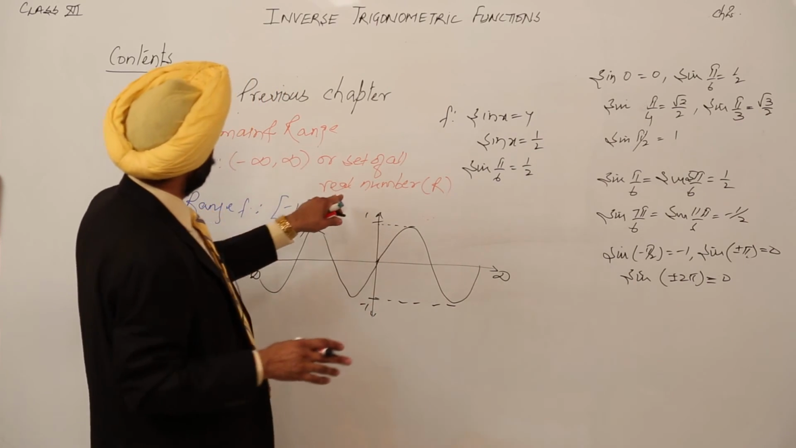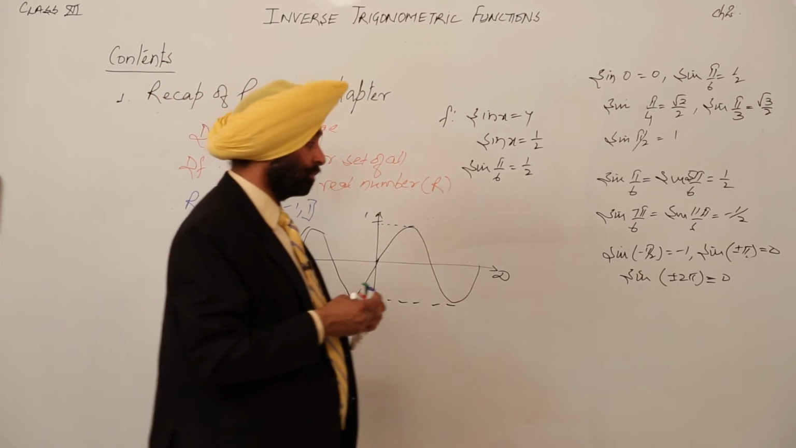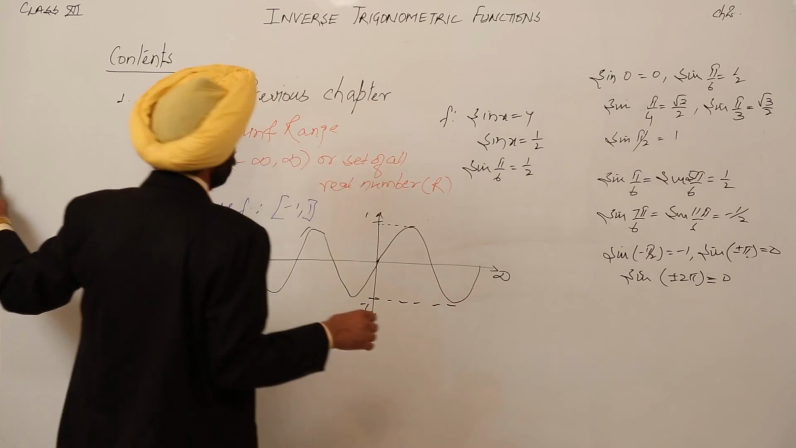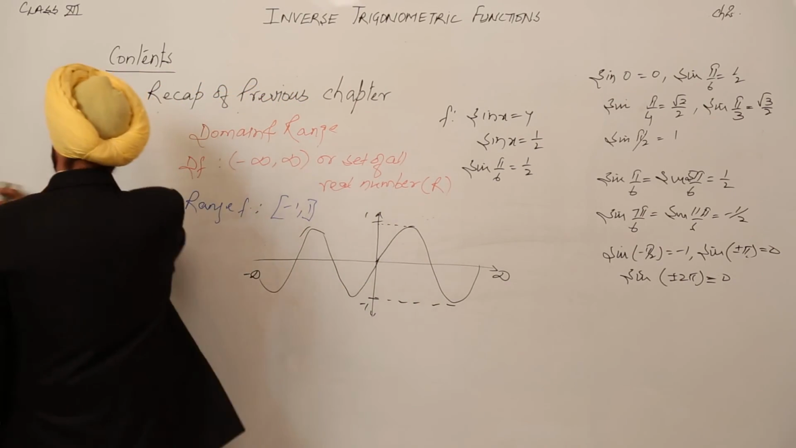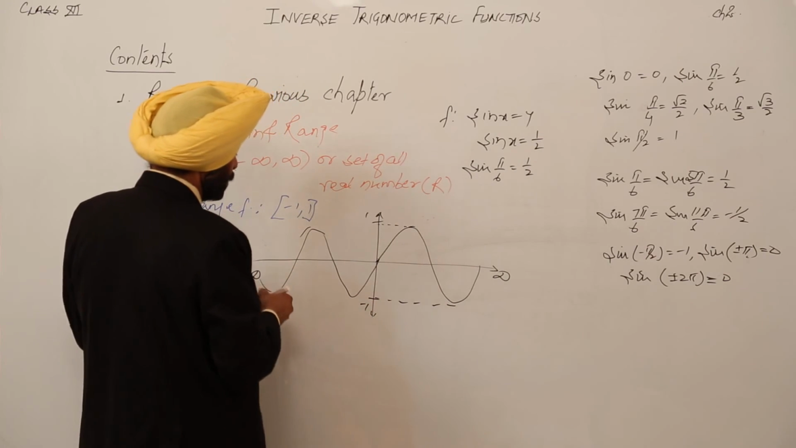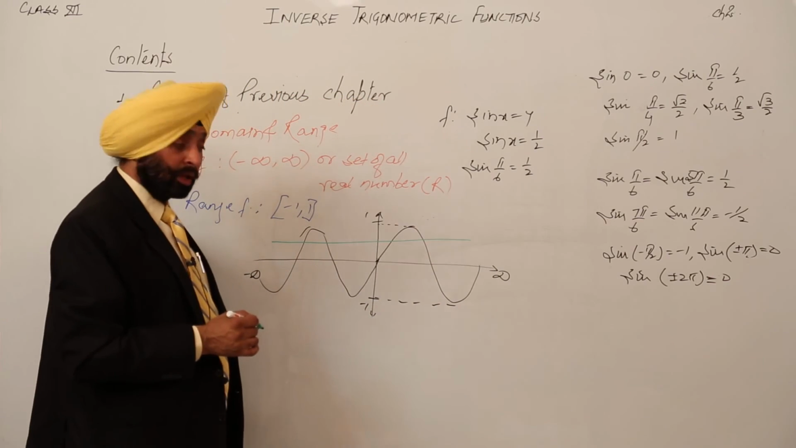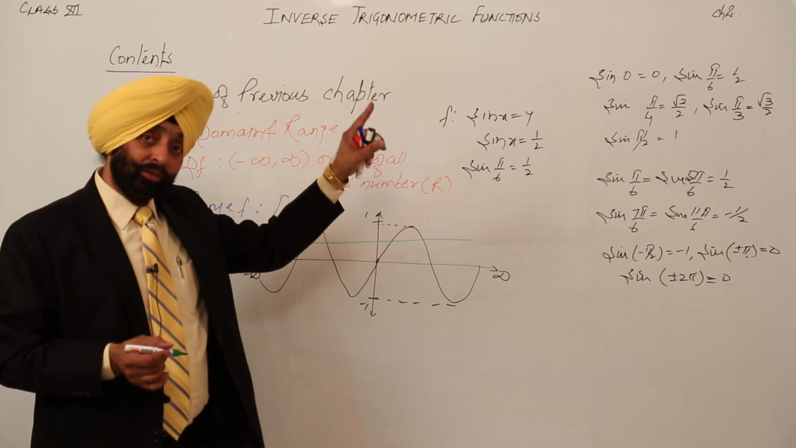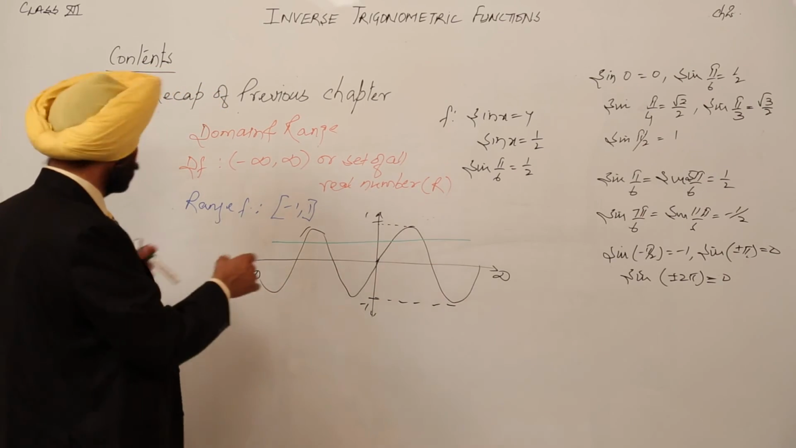Okay, so that's why the range is minus 1 to 1 and the domain is the set of all real numbers. Now let's start with a very nice Venn diagram. And one thing more, what we did in the horizontal line test: if we draw a line horizontal to the x-axis, it cuts our graph in many points. So it means it is not 1-1. This is the first thing we are going to do again.